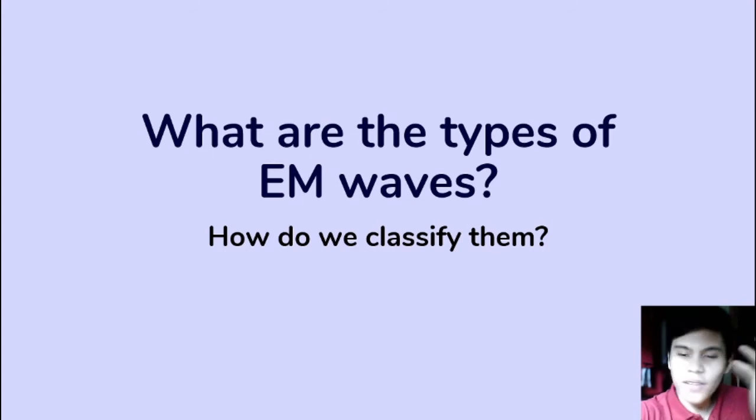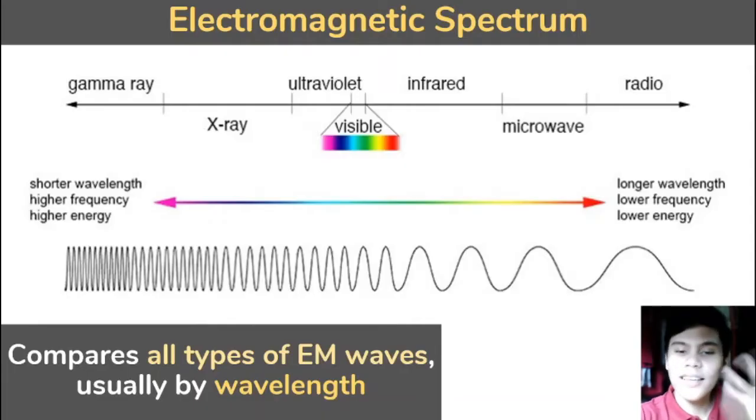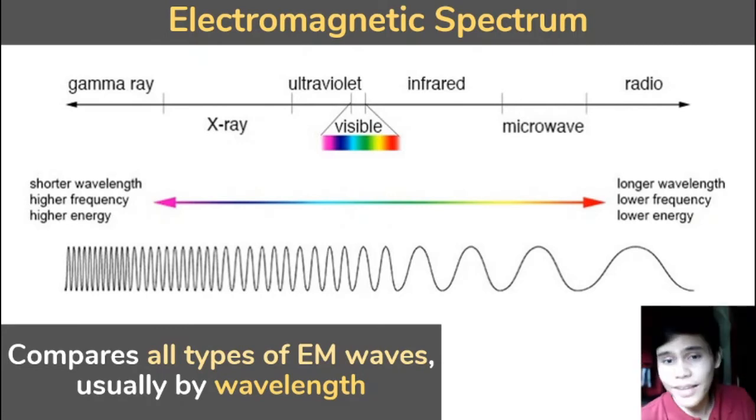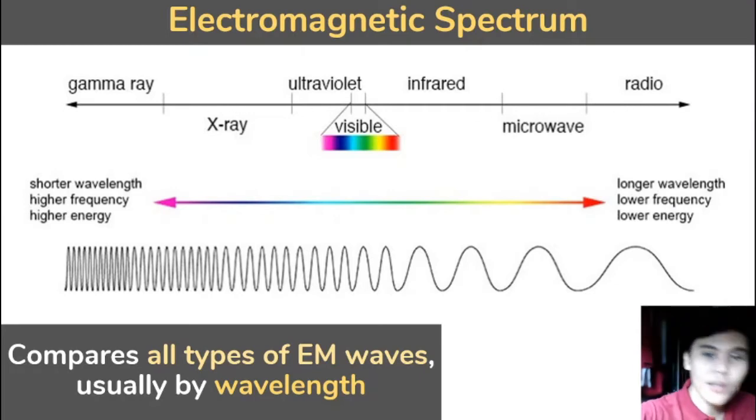Okay, so what are the different types of electromagnetic waves? Let's understand some of their characteristics. How do we classify them? That's part of your warm-up activity as well. In your electromagnetic spectrum, your waves are usually arranged by wavelength. So the radio waves, the longest wavelength, are on the far side, opposite of the shortest wavelength, which is the gamma ray.